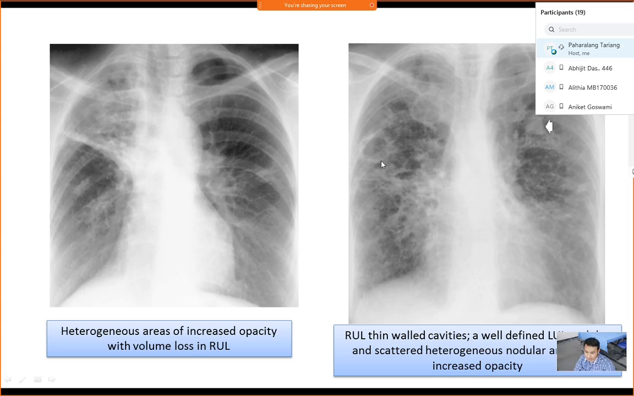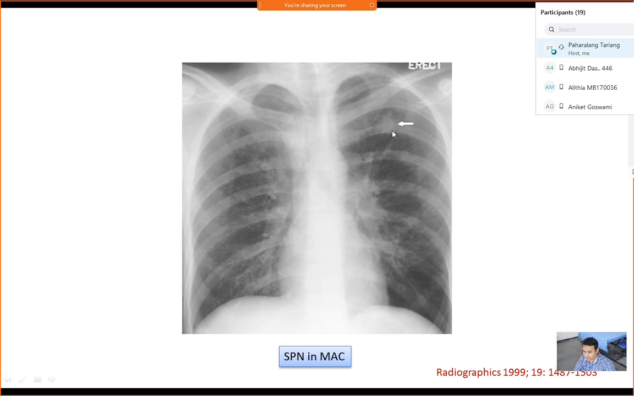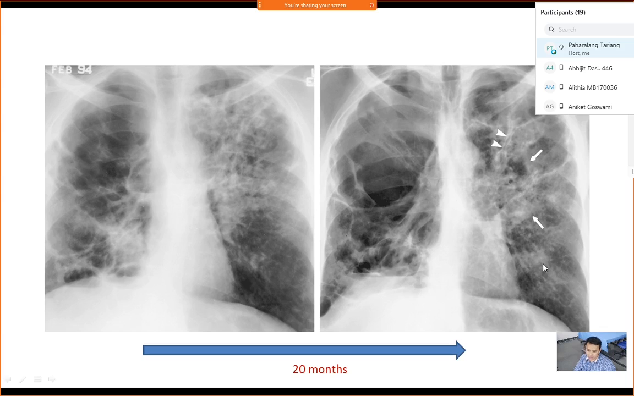Here you can see multiple cavities in the right upper zone and mid zone. There's a bit of bronchiectasis, and also a nodular lesion of increased opacity in the left upper zone. Similarly, you have a solitary pulmonary nodule due to Mycobacterium avium intracellulare. This is the progression of disease that can happen.